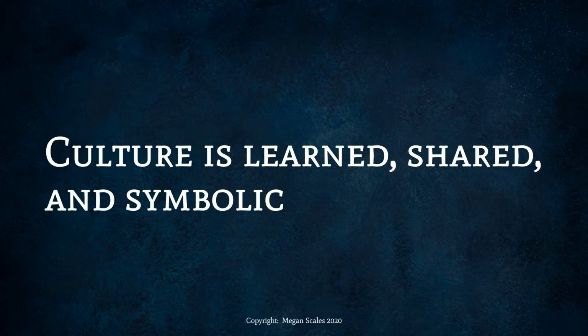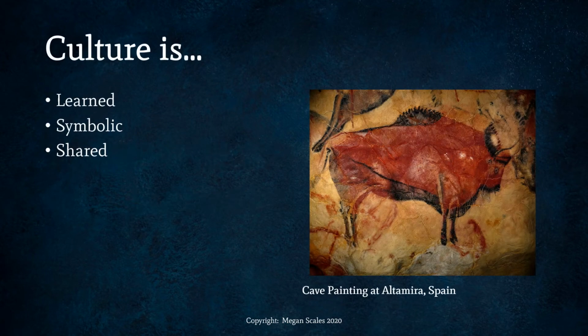We are going to discuss some more features of culture. In culture part 1, we talked about how we define it and introduced the topic of culture. Now we will break it down a little bit further and discuss some other features of culture. I have been mentioning that culture is learned, symbolic, and shared.